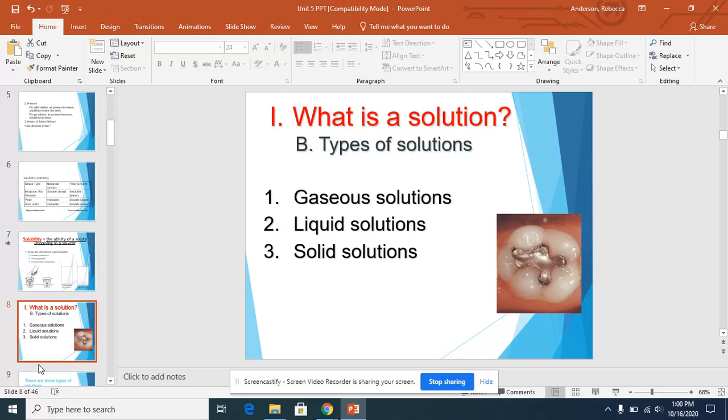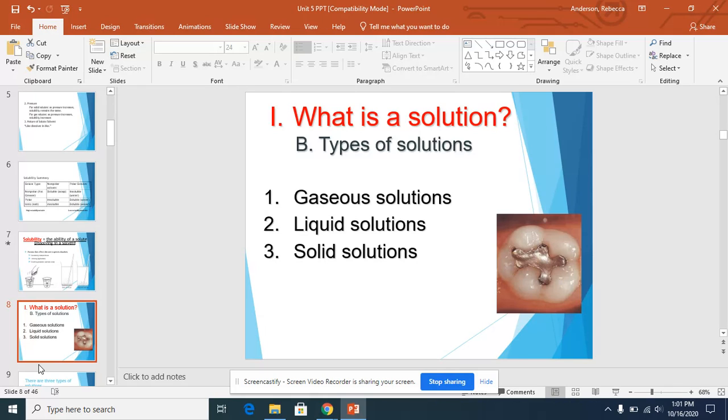So what is a solution? There are gaseous solutions. The air that we breathe every day is a mixture. It's a mixture of oxygen, nitrogen, and all sorts of other things. There are liquid solutions, and there are solid solutions. Now, solid solutions is probably not the most common. That's like your bronze and the different metals that are mixed together. Liquid solutions, that would be like mixing lemon juice and water to get lemonade.